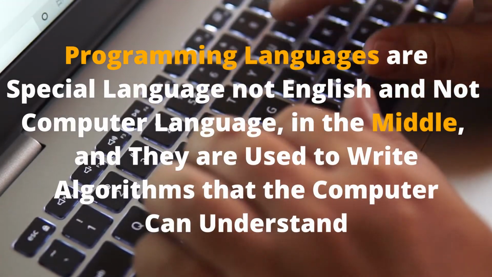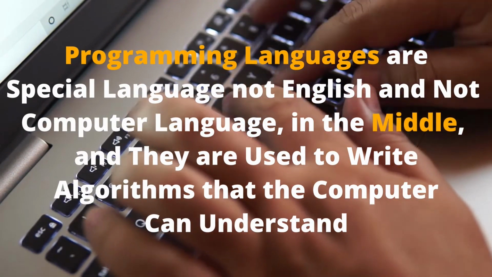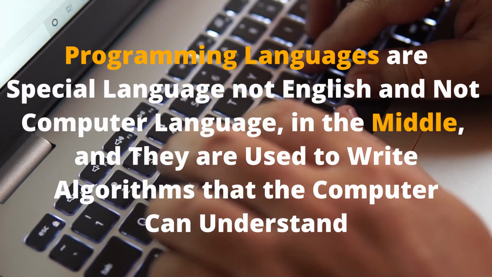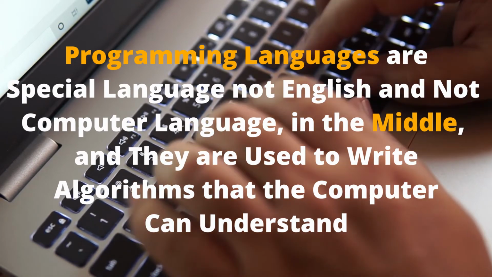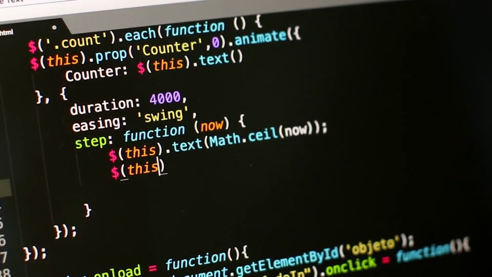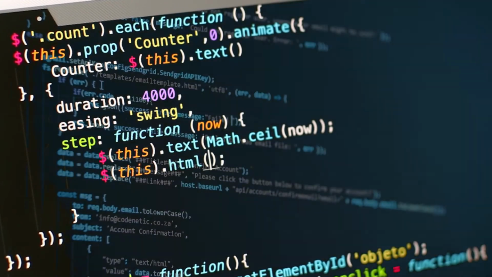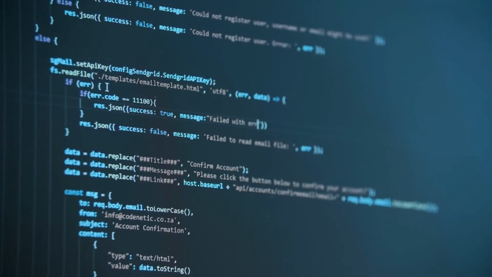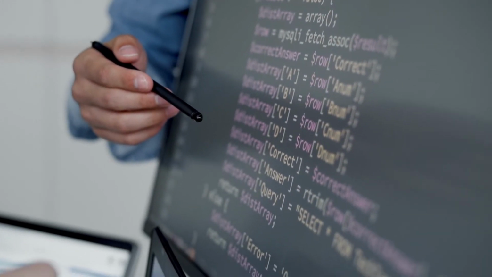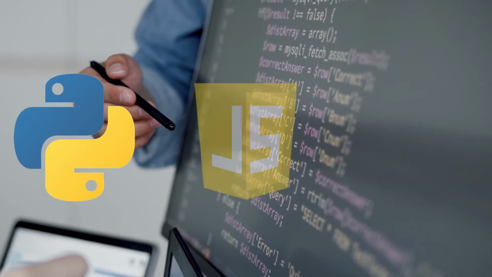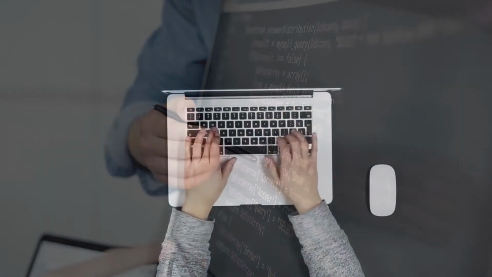Programming languages are special languages, not English and not computer language like binary, somewhere in the middle, and they are used to write algorithms that the computer can understand and execute. Each programming language has its own rules, syntax, which is the grammar or vocabulary of a programming language, and of course the logic. The most common programming languages these days are Python, JavaScript, and Java. Of course, there are a lot more programming languages.